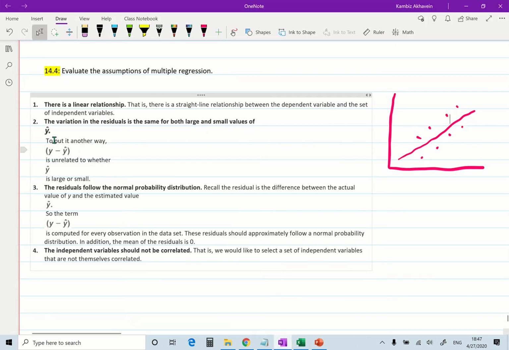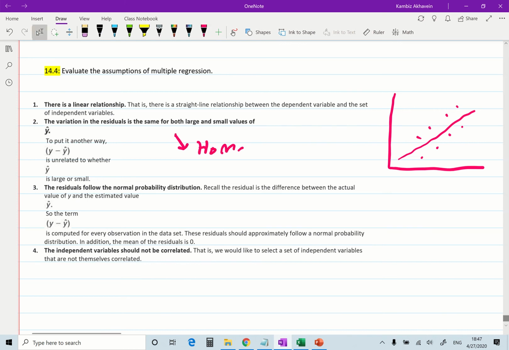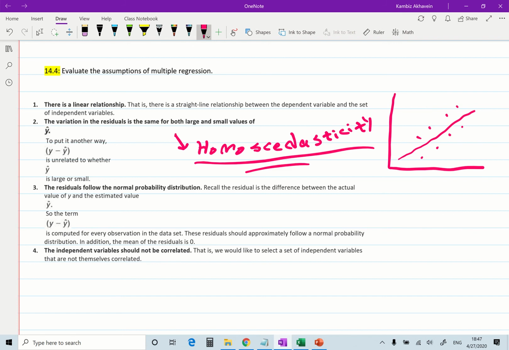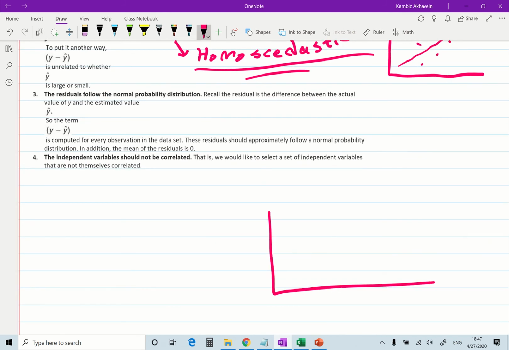Now the next one says the variation in the residuals is the same for both large and small values of y. This is something which is called homoscedasticity. When you hear this big word, what is that all about? If this is my equation of regression, I want all the points of observation to be nice and compact around the line, almost 50% above, 50% below. Then I don't have that homoscedasticity problem.